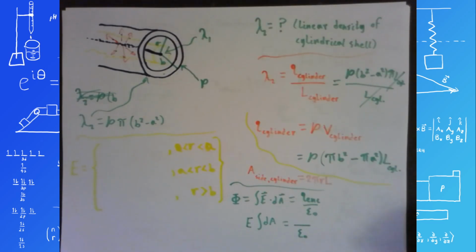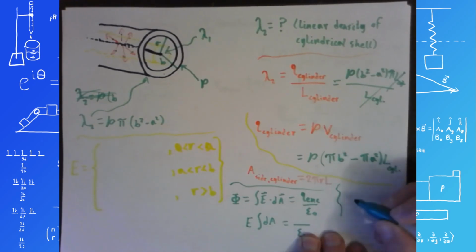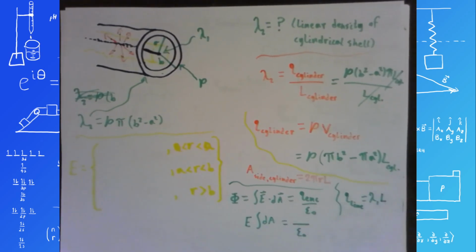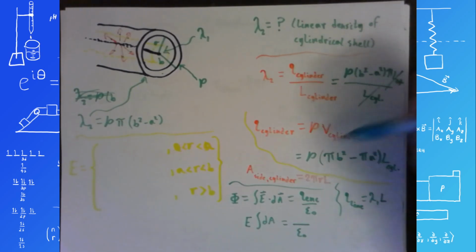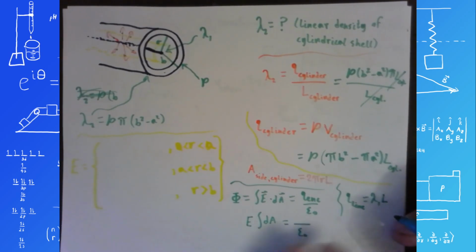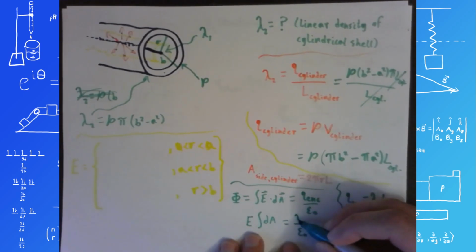Well, in that case, it would just be Q line equals the density of the line times the length. Lambda 1 times L. I guess I should call it L cylinder, but it's the same L that we've been using for this whole entire problem. It hasn't changed. So it's going to be lambda 1 times L.